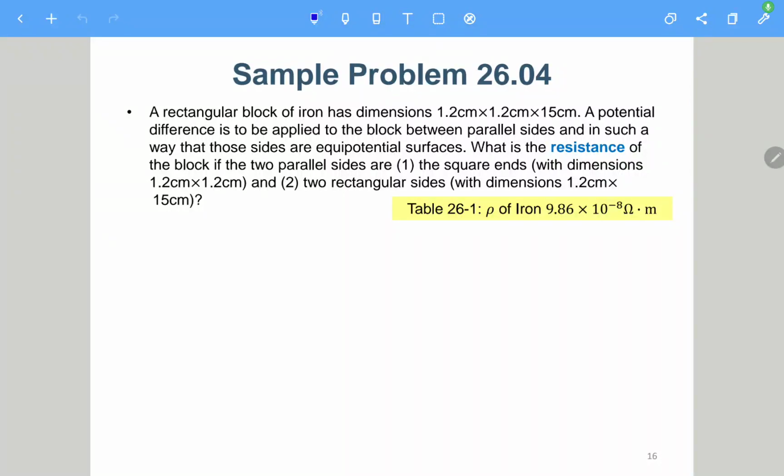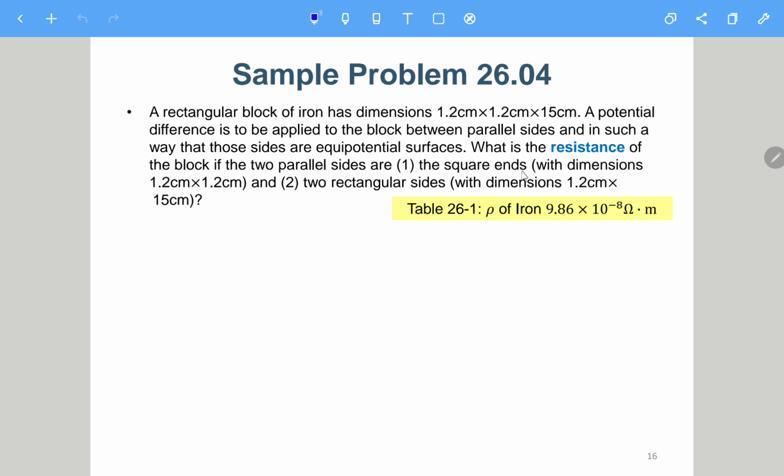Here, let's take a look at a sample problem. It says a rectangular block of iron has dimensions of 1.2 times 1.2 times 15 centimeters cubed. A potential difference is to be applied to the block between parallel sides in such a way that those sides are equipotential surfaces. What is the resistance of the block if you have two parallel sides?